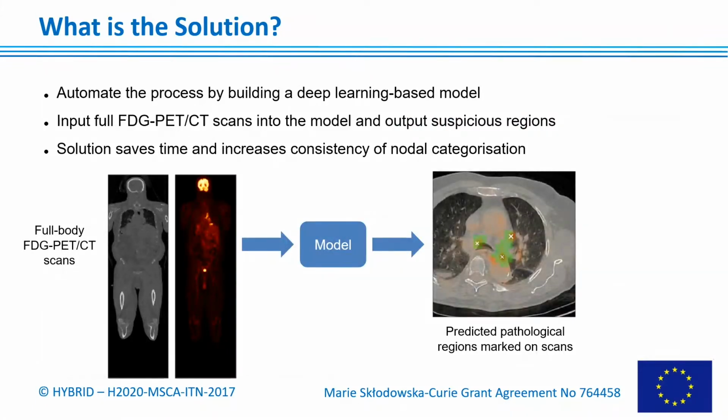What's the solution? My solution is an automated deep learning-based model that takes as input whole-body PET-CT scans and outputs scans with suspicious regions annotated. An example can be seen here, with the suspicious regions in green and the positive nodes as white crosses. This solution saves time and increases the consistency of nodal categorization.